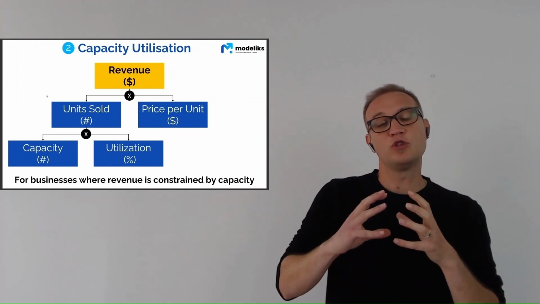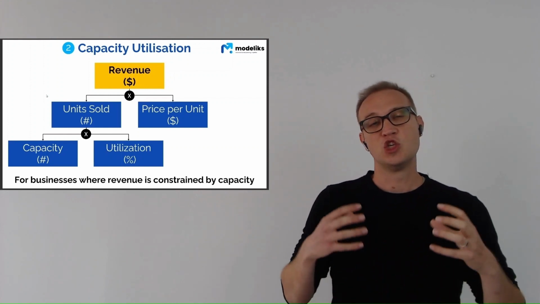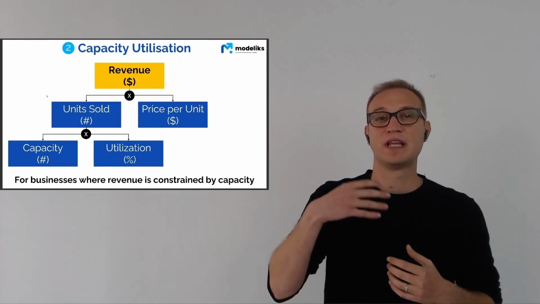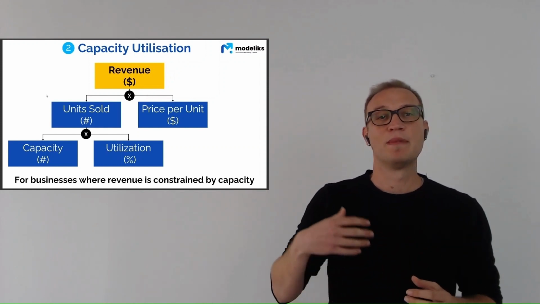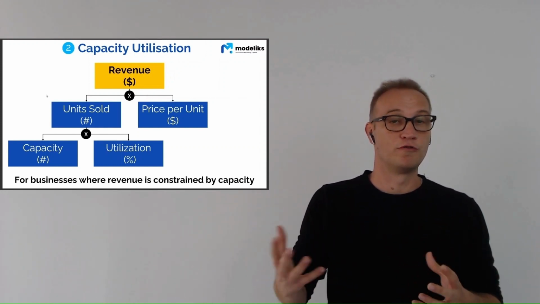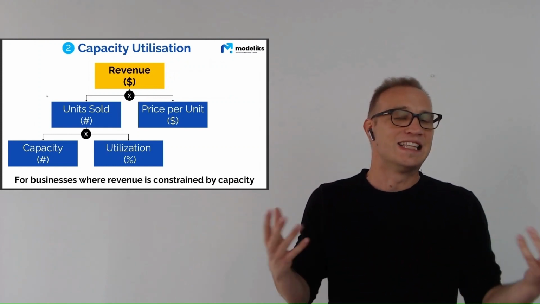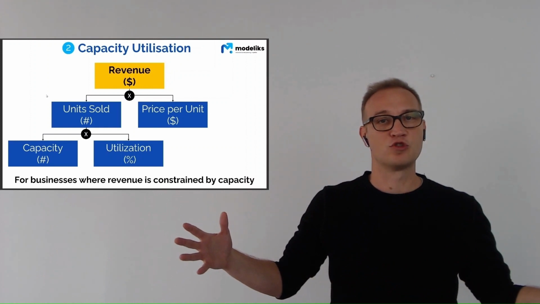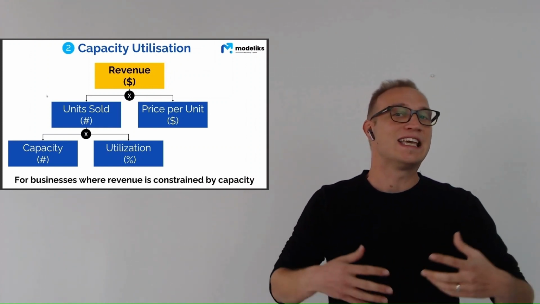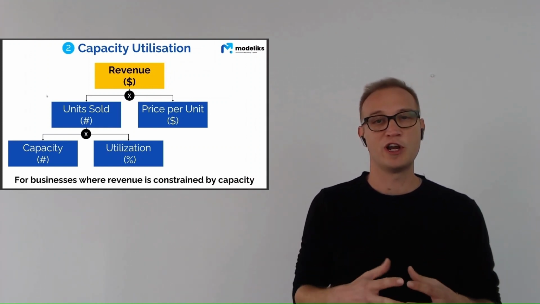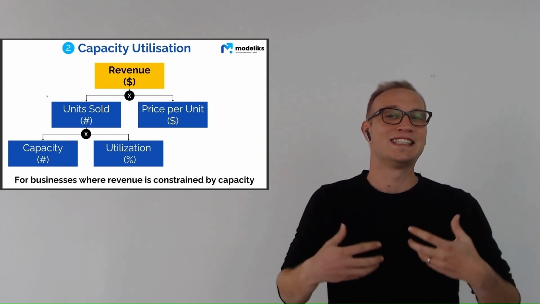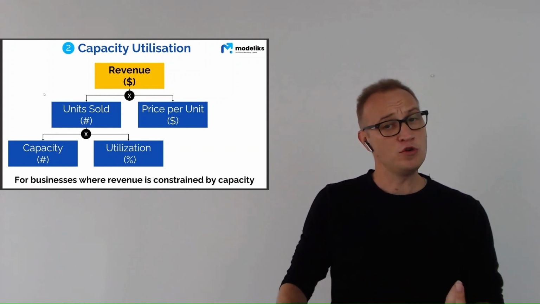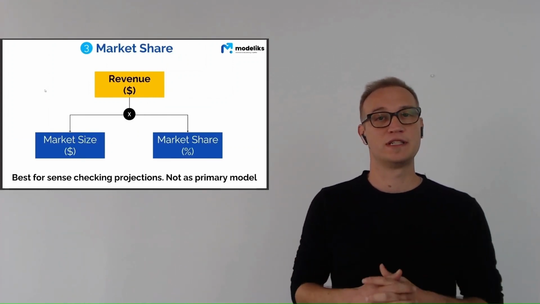But in order to come to the number of rooms that you sell, you would take into consideration the capacity that you have, meaning 10 rooms multiplied by the number of days which you're working, multiplied by the utilization rate of those rooms. This revenue model is also useful for restaurants because the revenue is constrained by the number of tables each restaurant has. It's great for production businesses where the number of products you can produce is constrained by the production line and so forth.